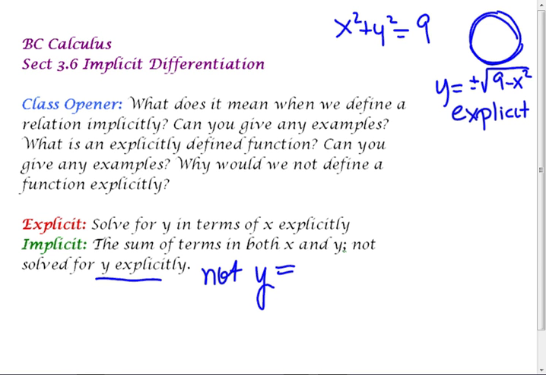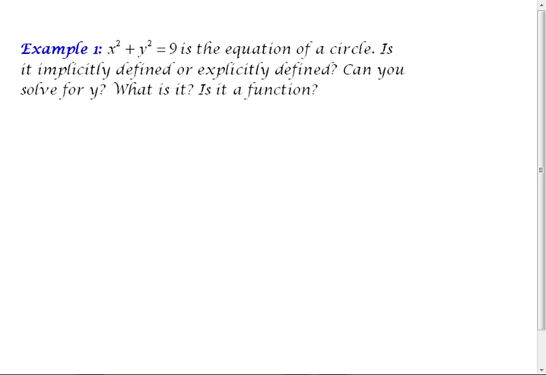Now in the Inspire calculator, I can actually type that in, and it will graph me the circle. So it's not a function. They fixed it so it could do that, which was kind of cool. So there's my x squared plus y squared equals 9. It's the equation of a circle. Is it implicitly defined or explicitly? It's implicit. So if we explicitly solve for y, I gave you the answer, but let's do that.